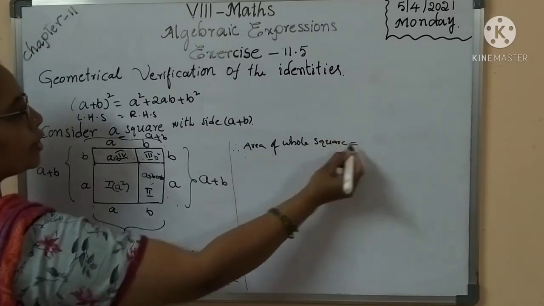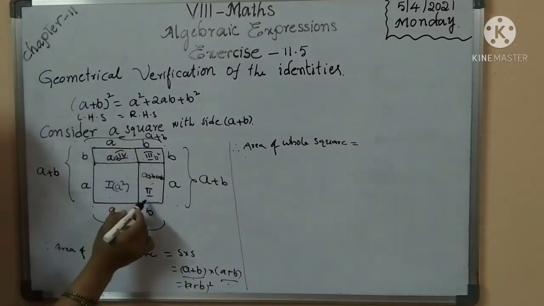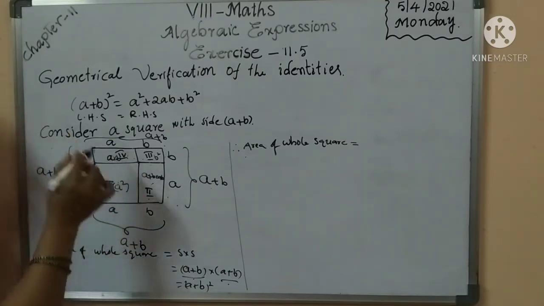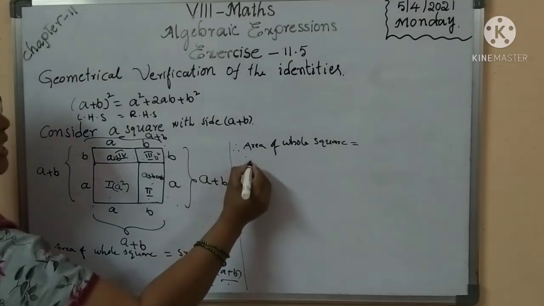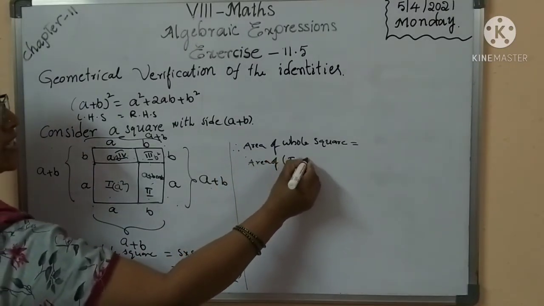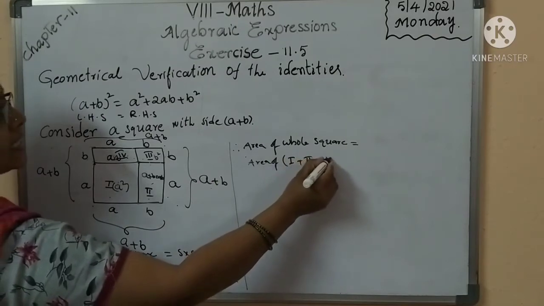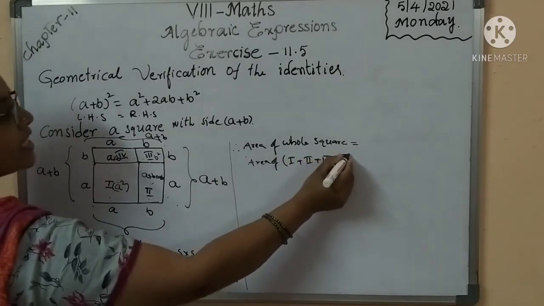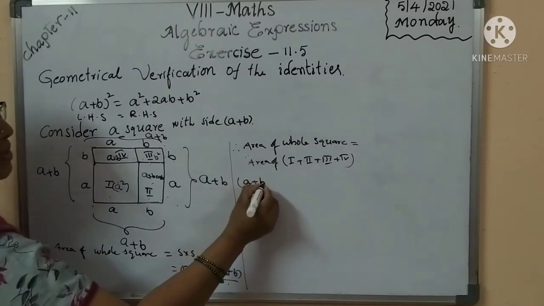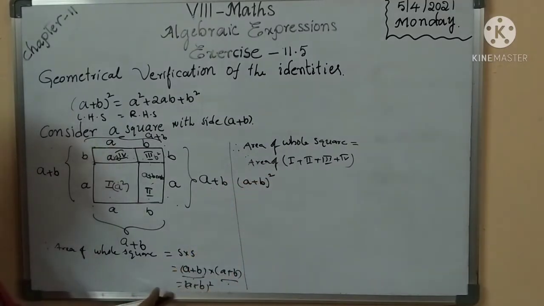So, the area of the whole square is equal to the area of the first region, plus the second region, plus the third region, plus the fourth region. We should write here: area of first plus second plus third plus fourth regions. So what is the area of the whole square? A plus B whole square. Already we proved that. Okay.